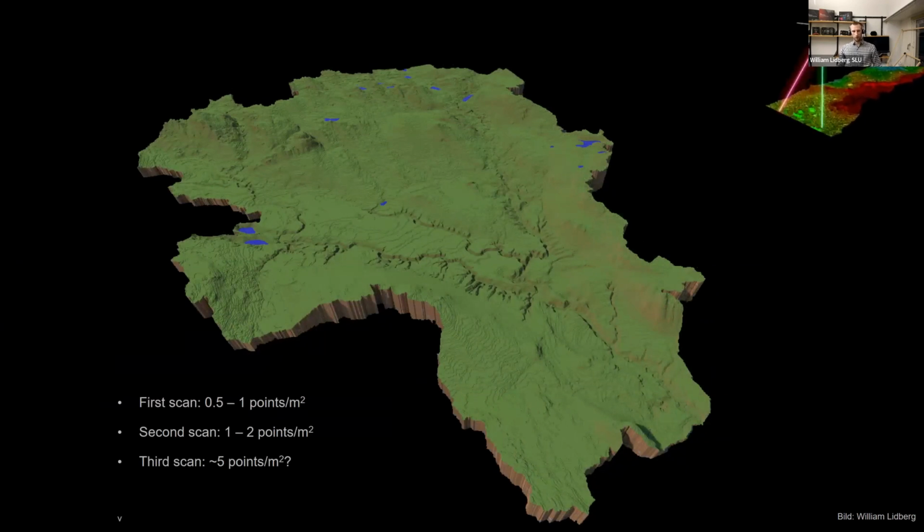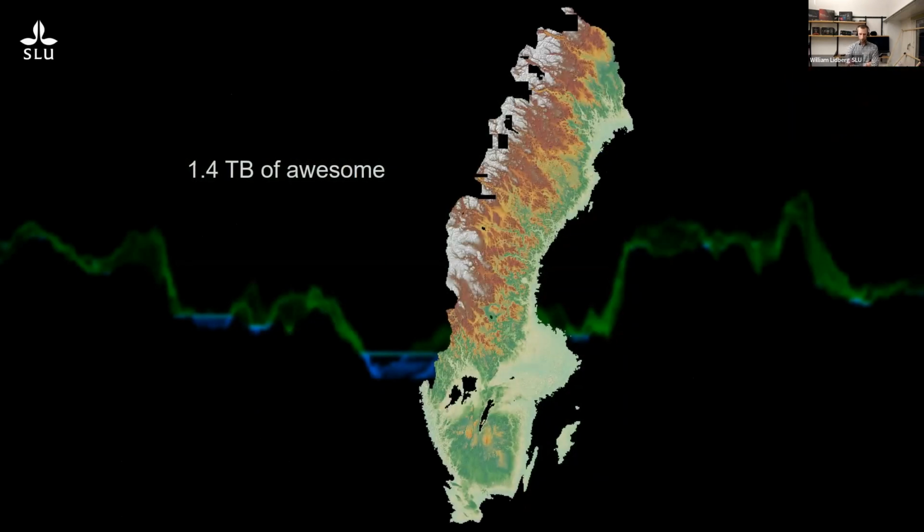Sweden has been scanned once with a density of like 0.5 to 1 point per square meter. A second scan is underway with twice the amount of points per square meter, and a third scan is being planned with even more points per square meter. So the density of these LiDAR clouds is continuously improving as well. I will start by talking about the first scan. The resolution of this data is 2 by 2 meters.